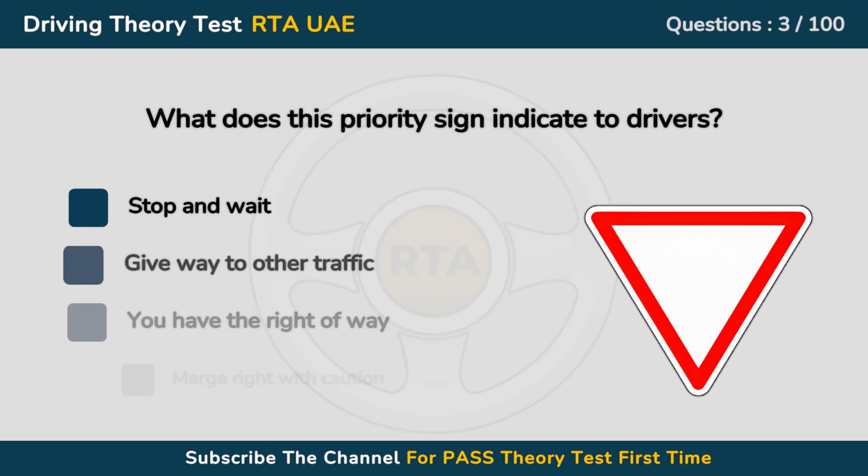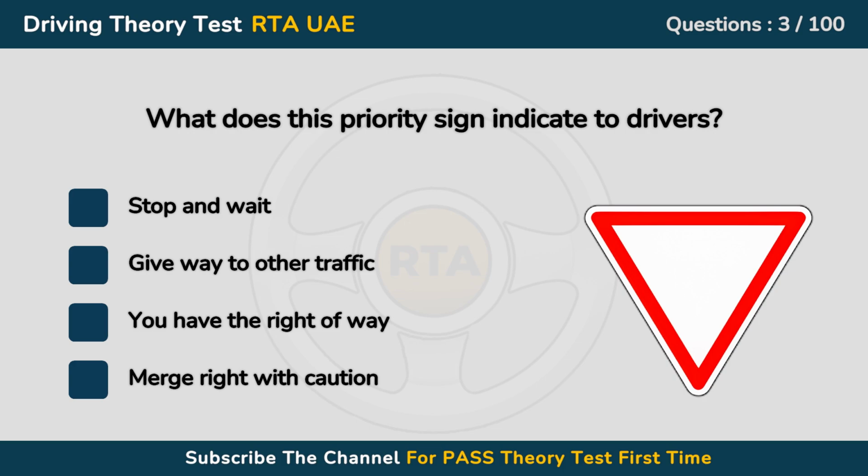Question 3. What does this priority sign indicate to drivers? A. Stop and wait. B. Give way to other traffic. C. You have the right of way. D. Merge right with caution.